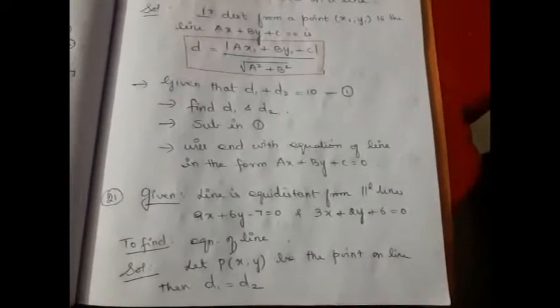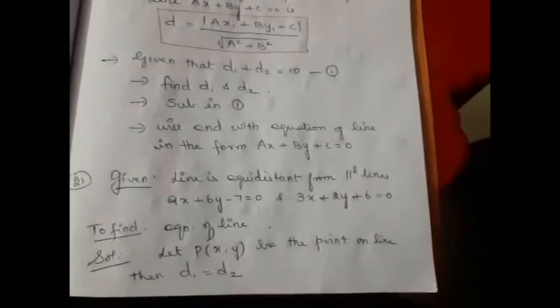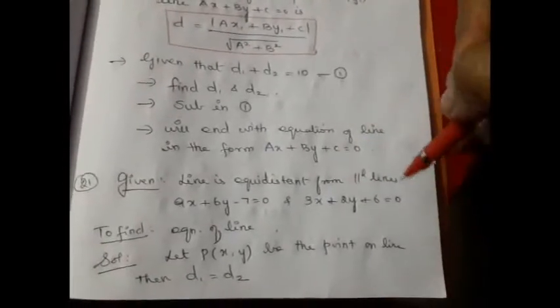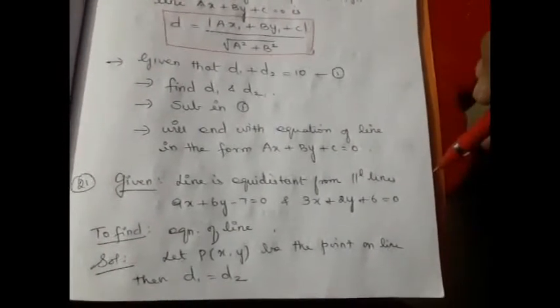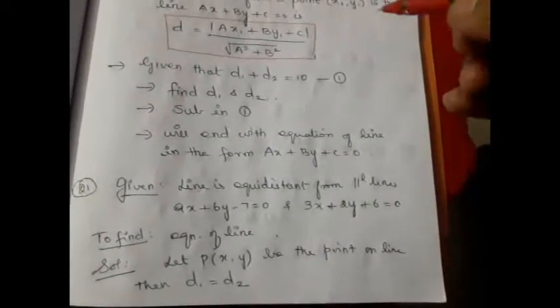The 21st question is more or less similar to question number 20. Here it is given: find the equation of the line which is equidistant from the parallel lines. They asked you to find the equation of the line which is equidistant from the parallel lines. What is meant by equidistant? Equidistant means it has equal distance. So they asked you to find the equation of the line which is at equal distance from those two parallel lines, right? So how can we find it?